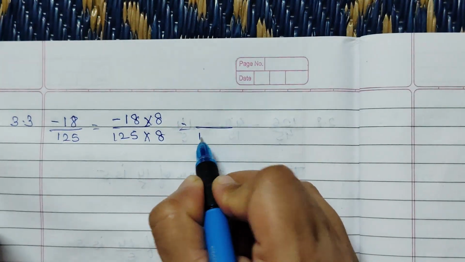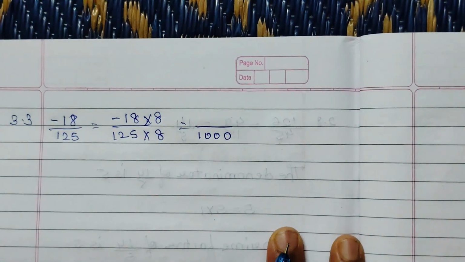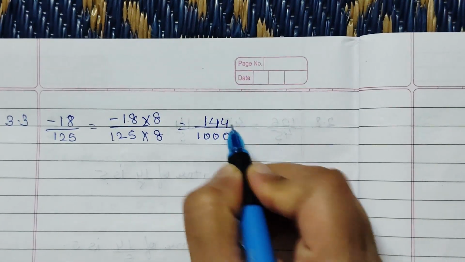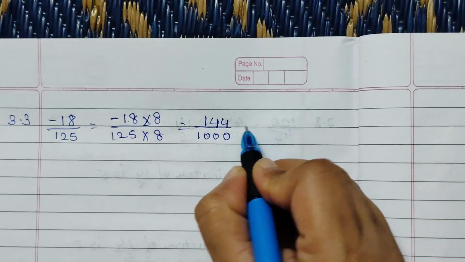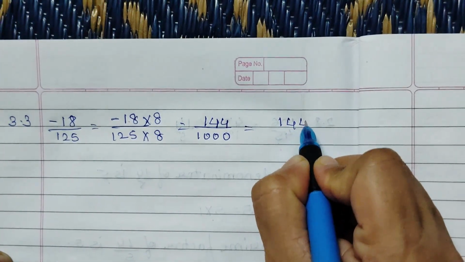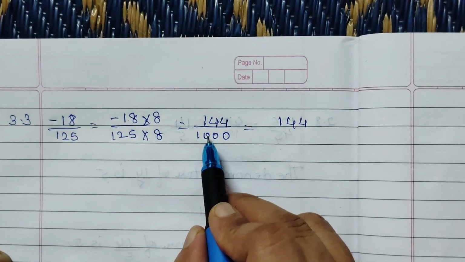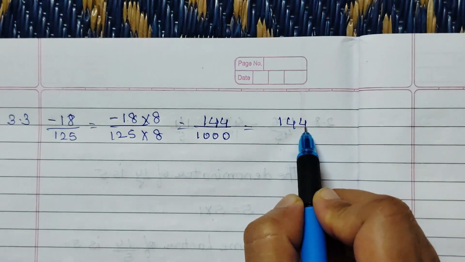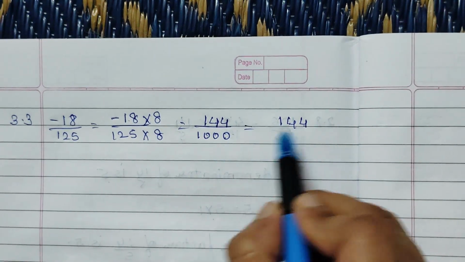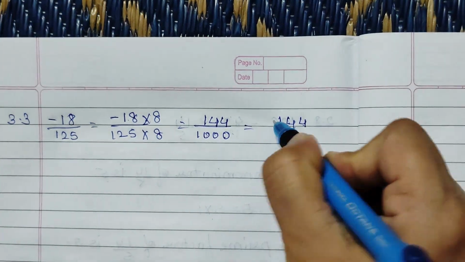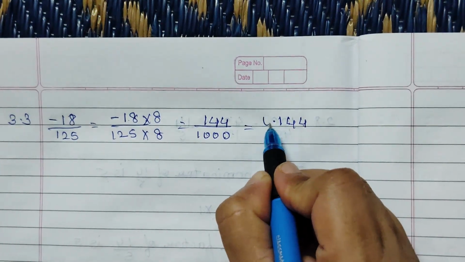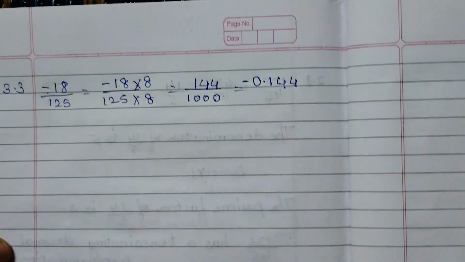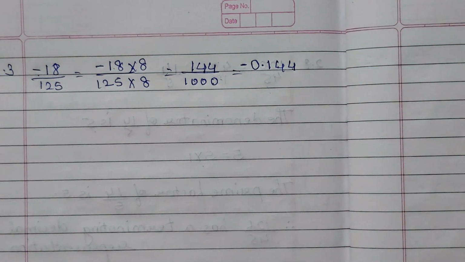So 125 into 8 was 1000. And when you multiply 18 into 8, what do you get? 144. Now I will write the numerator 144. Now how many zeros are there here? 1, 2, 3. So right from the ones place I will start, 1, 2, 3. 3 zeros are there. So I will put the decimal point over here, and here I will put 0. And there is a minus sign, so I will put minus 0.144.